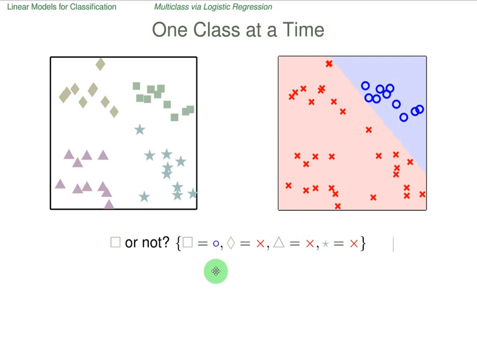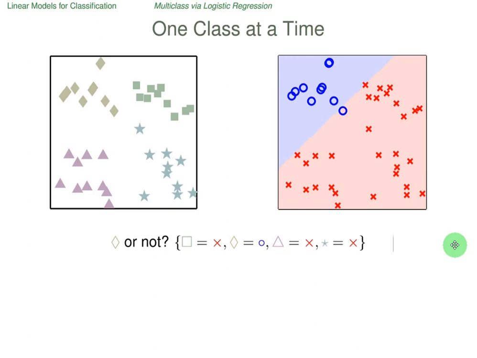This can be done by relabeling the remaining classes. So we take square as +1 and the remaining rhomb, triangle, and star as -1. Then we obtain one hypothesis for solving this binary classification task. In the next iteration, we select rhomb as one class and the remaining as the other class, and then obtain another hypothesis. Let's call it G2, one class at a time.